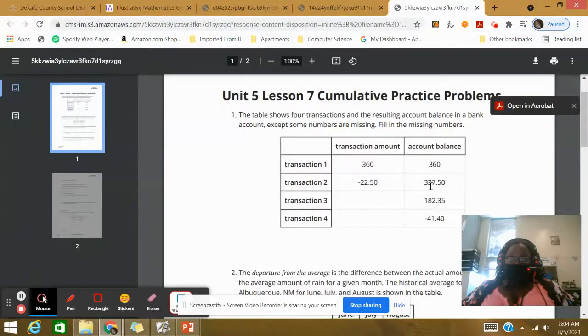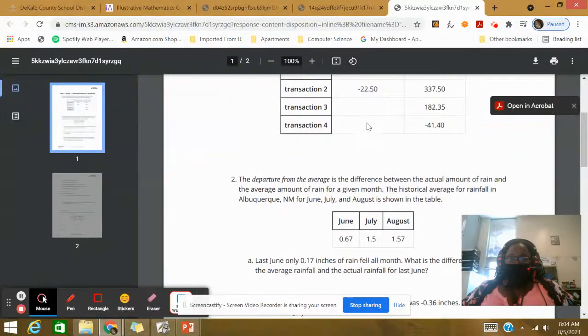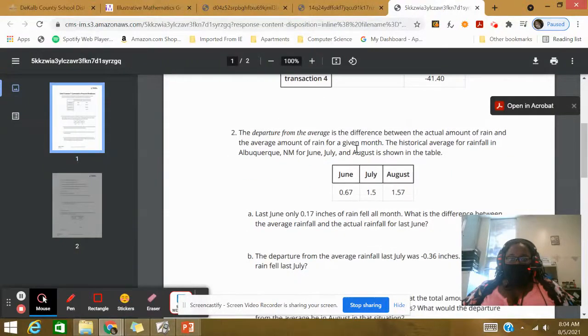And so again, from here, the account balance, you got to figure out what happened if you had started with $337 and you ended with 182. So we should be subtracting for transaction 3 and transaction 4. I started with $182. I'm ending with negative 41, which means again I subtracted. So that's what you got to figure out in transaction 3 and 4. How much did they subtract?